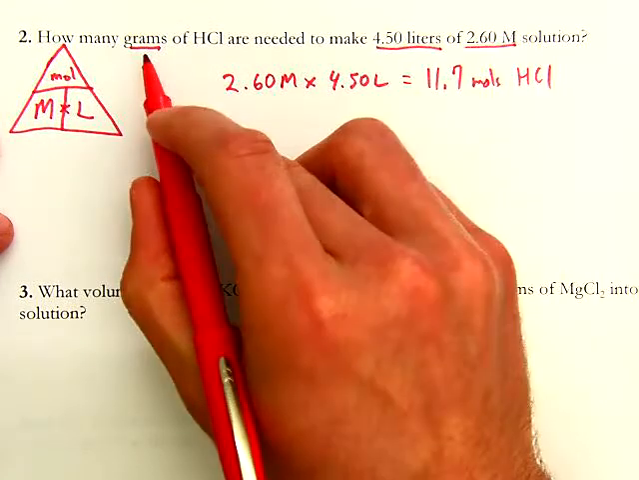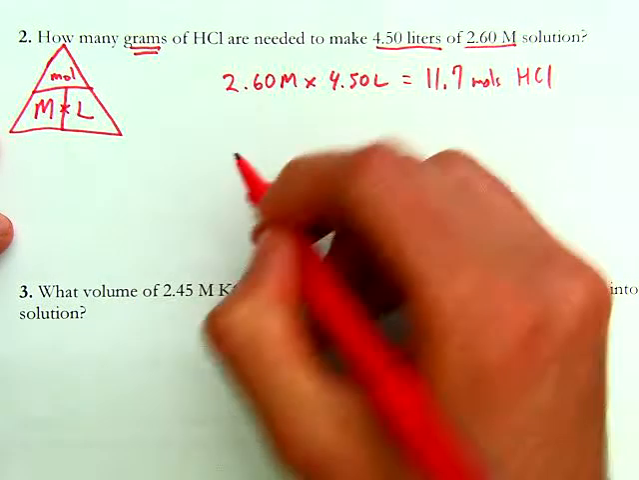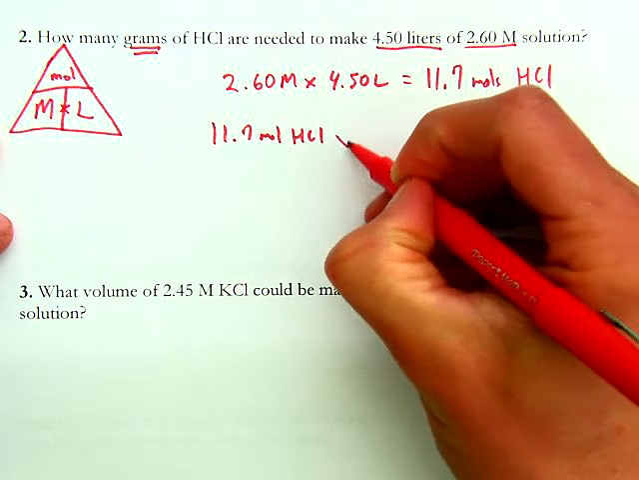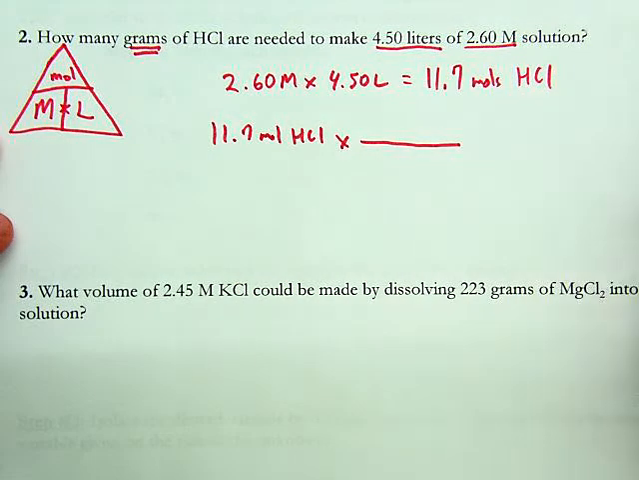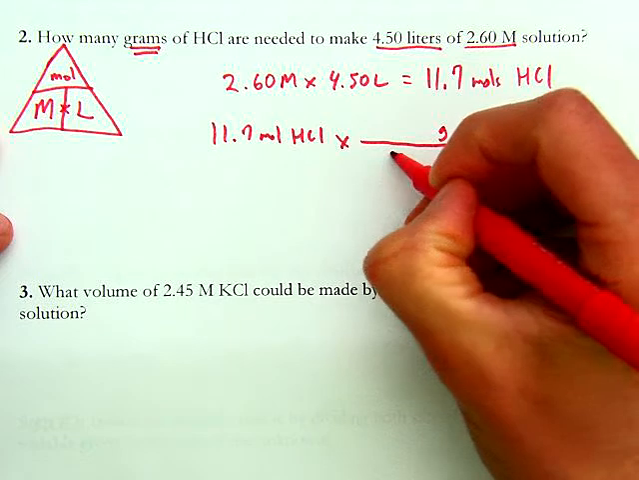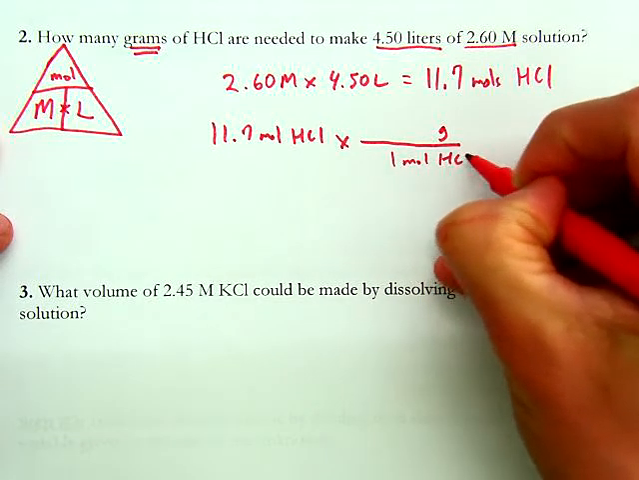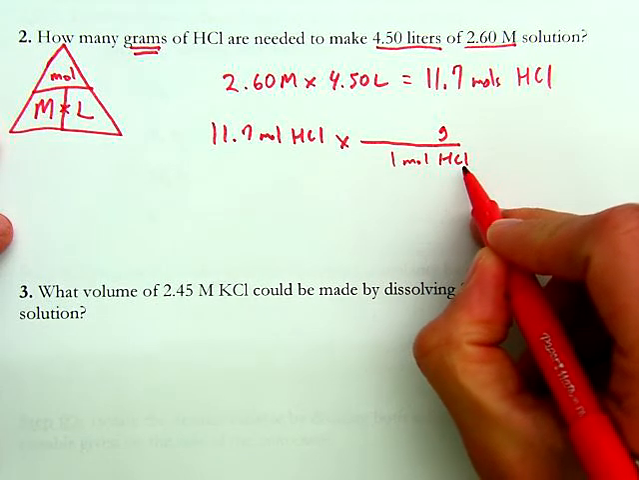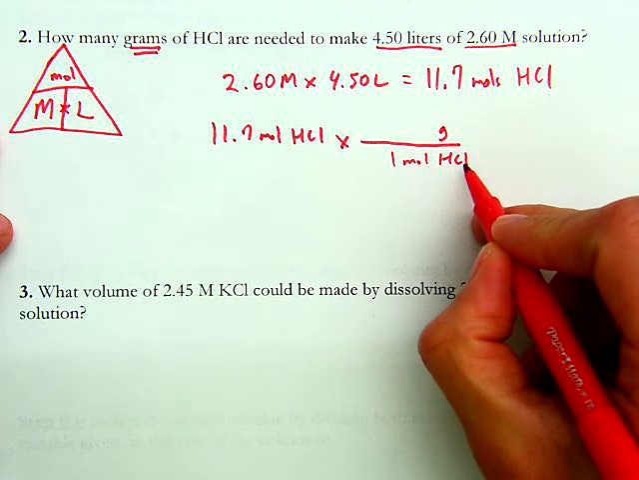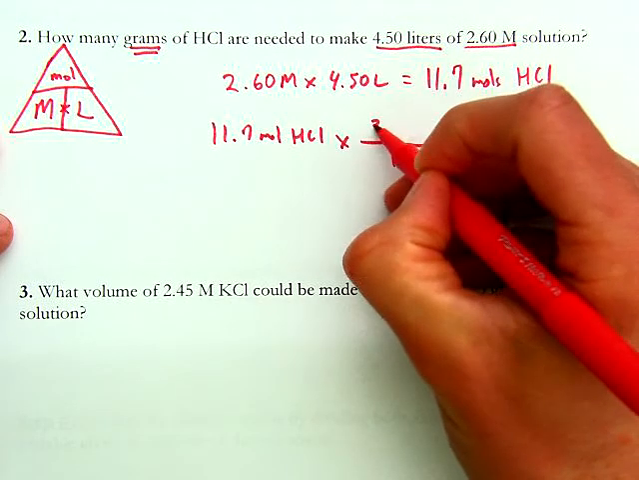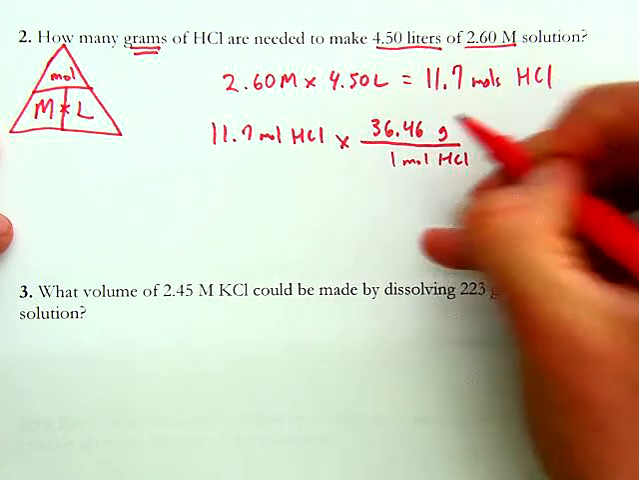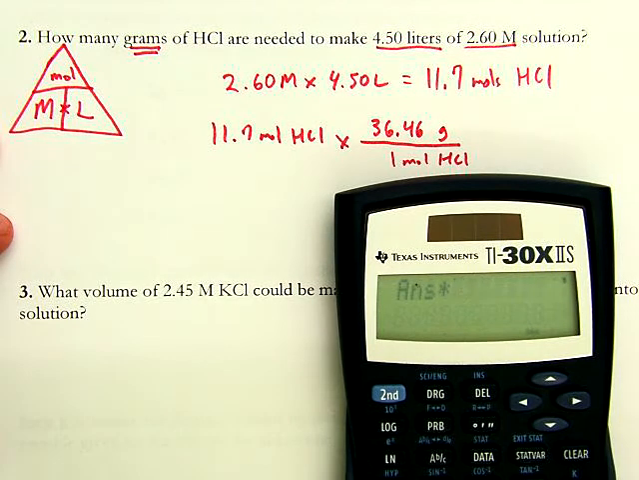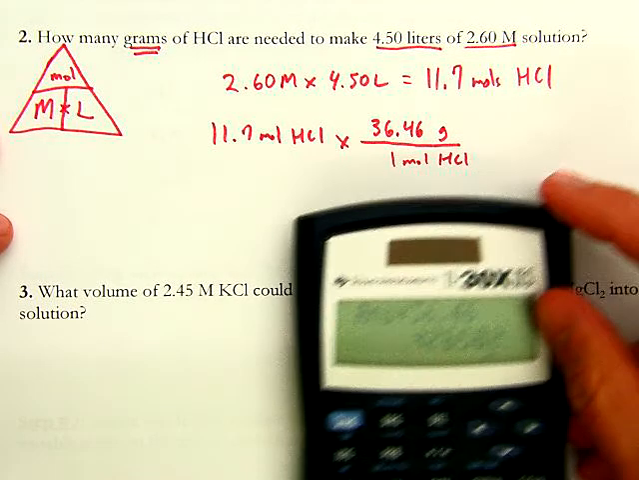So 11.7 moles of HCl are needed. But the question doesn't ask how many moles of HCl, it asks how many grams. So we need to take 11.7 moles of HCl and convert it into grams of HCl. If we're trying to find grams, we put grams on top, 1 mole of HCl on bottom. So we have to put the molar mass of HCl. Chlorine is 35.45. Hydrogen is 1.01. If we add those together, we get 36.46 grams per mole. So I'm just going to take this number times 36.46, and we get our answer.